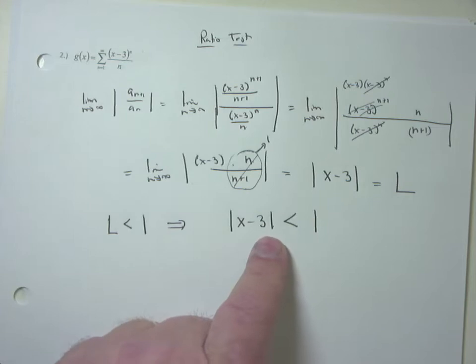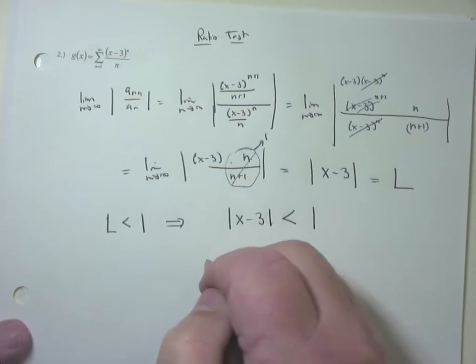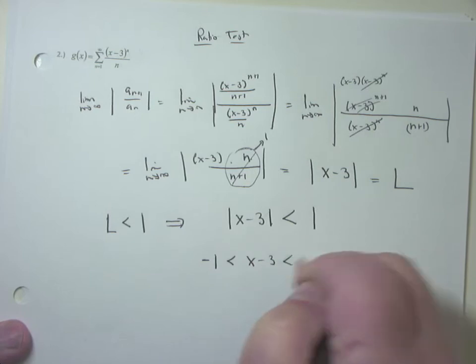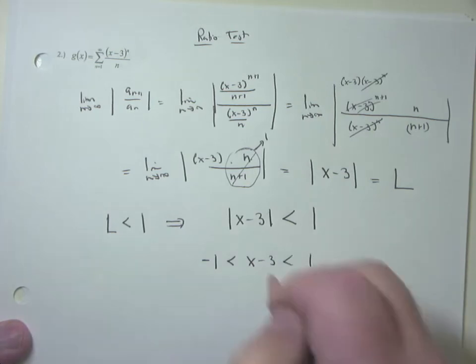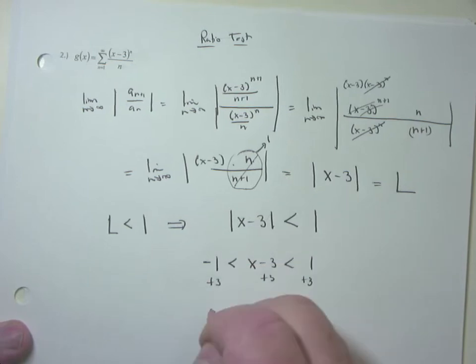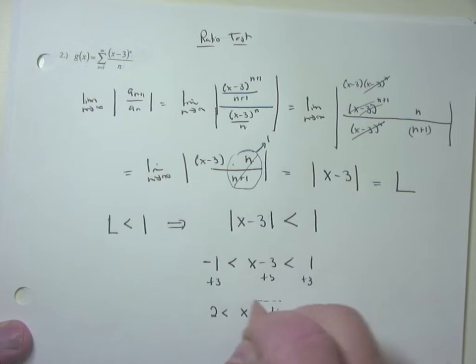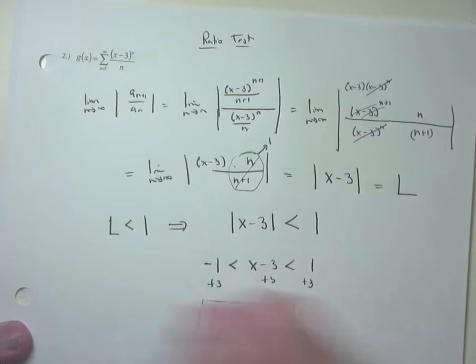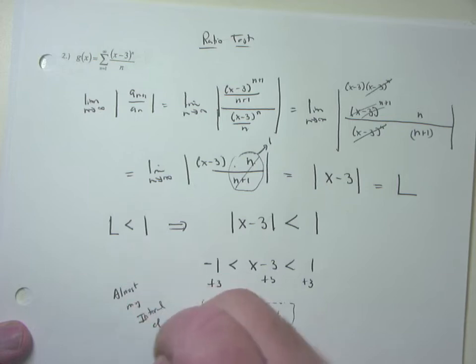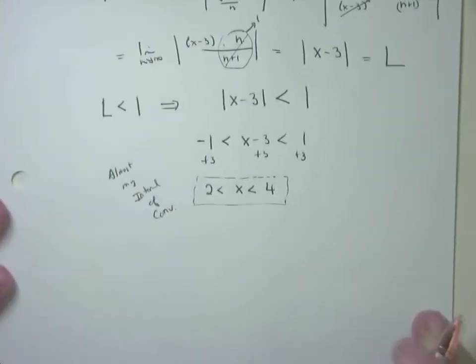Now we're going to solve this. So I did my double-sided inequality. Negative 1 is less than x minus 3, which is less than 1, and solve for x in the middle. Add 3 to all sides. You get 2 is less than x, which is less than 4. And this is almost, gotta love that, my interval of convergence. This is almost my interval of convergence.